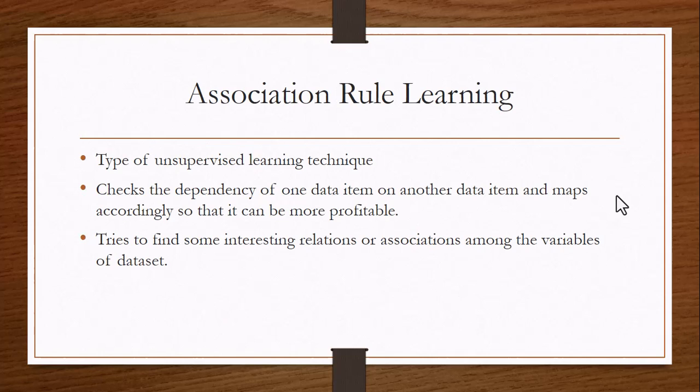So association rule learning is a type of unsupervised learning technique that checks the dependency of one data item on another data item, and it also maps accordingly so that it can be more profitable. What we mean by that is that it checks the dependency of item set A in relation with item set B to find out whether it's profitable or not, and we'll explain that broadly in a later example. And it tries to find some interesting relation or association among variables of data sets. That means the item set given.